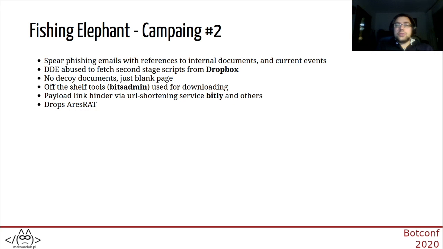There were no decoys in the documents. It was just a blank page. So this was kind of suspicious. And they moved from PowerShell to Bitsadmin for downloading and again used bit.ly for hiding the final URLs and dropped RSRAT as a final payload.